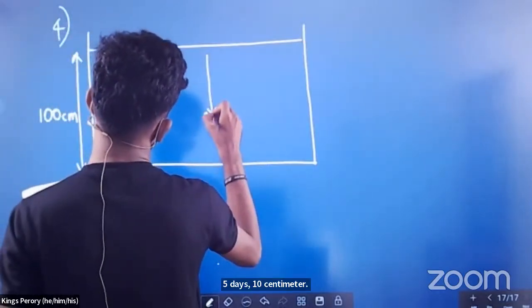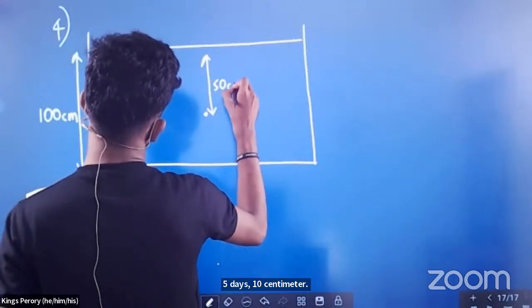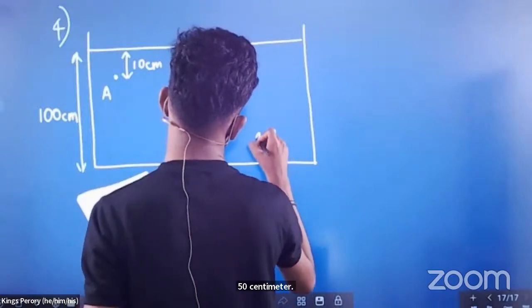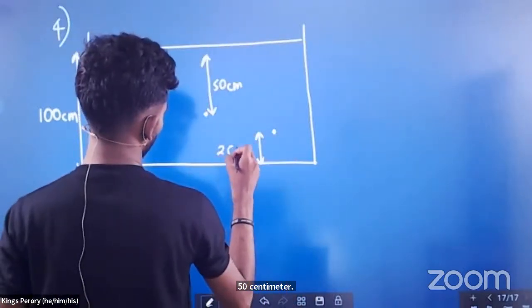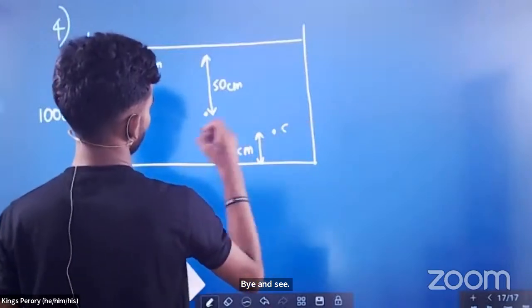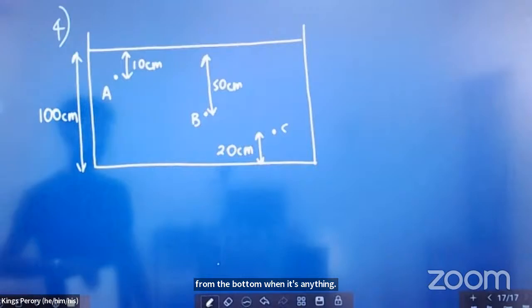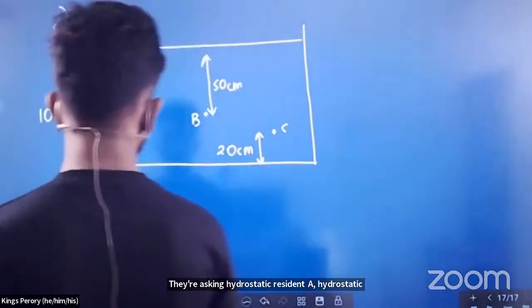Point B, 50 centimeter. Point C, from the bottom 20 centimeter. They are asking the hydrostatic pressure at A, hydrostatic pressure at B, hydrostatic pressure at C. Work one by one.